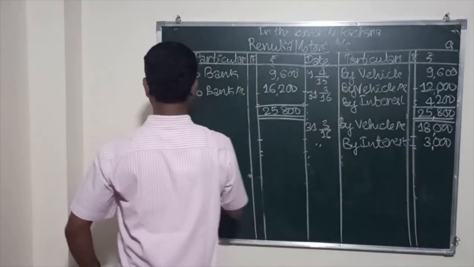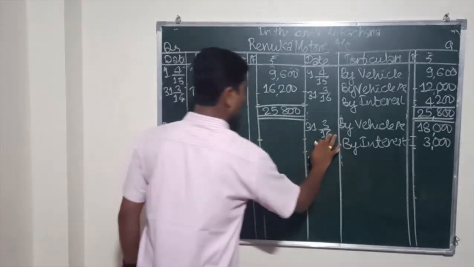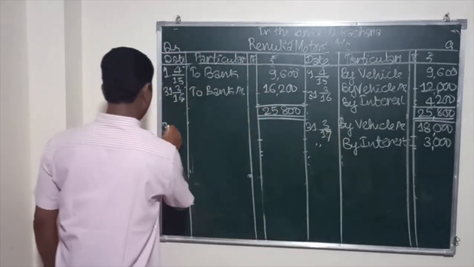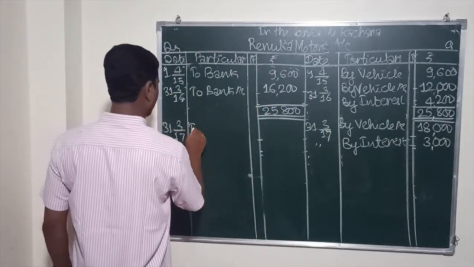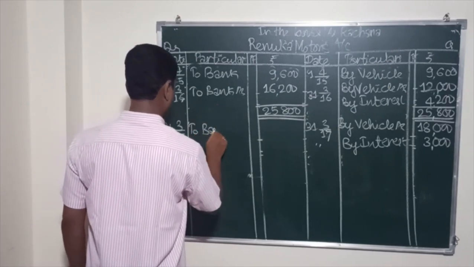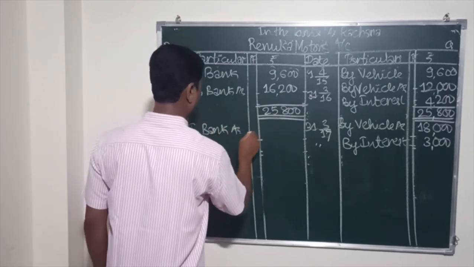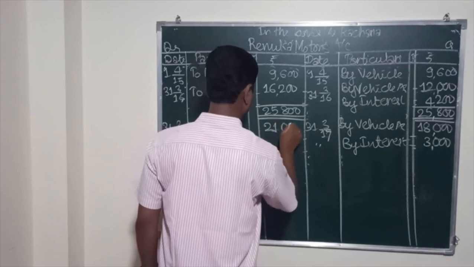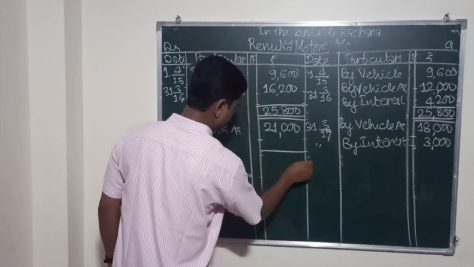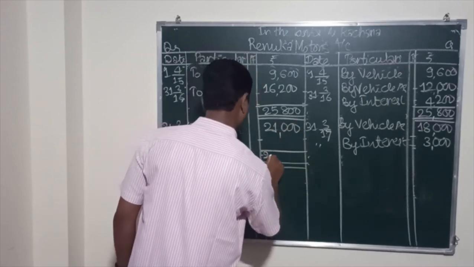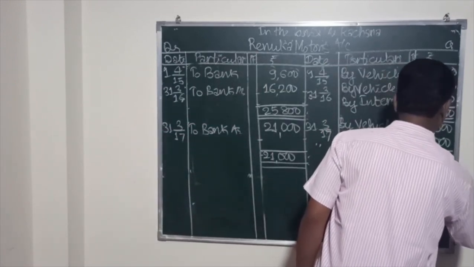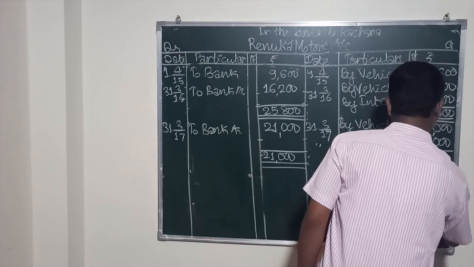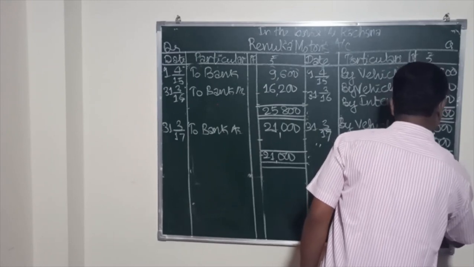So the second installment is paid on 31/3, sorry, this should be 17. 31/3/17. Then it will be Renuka Motors account debit to bank account. So to bank account here, it is 21,000. So now let's balance this account here. So 21,000 here, then here also 21,000.